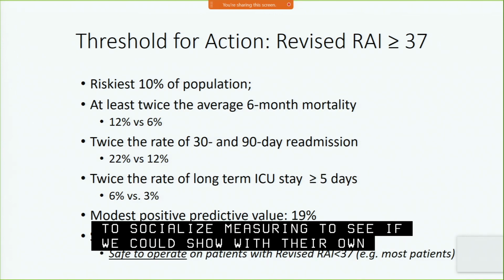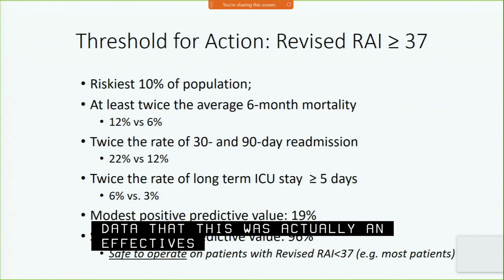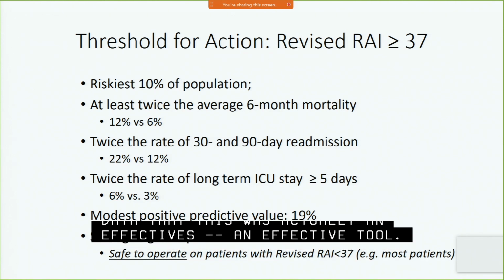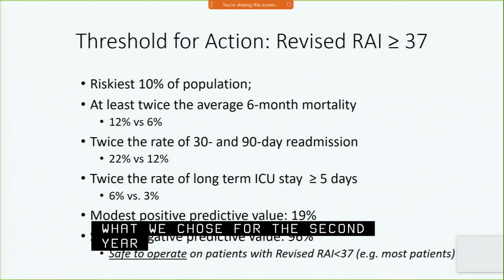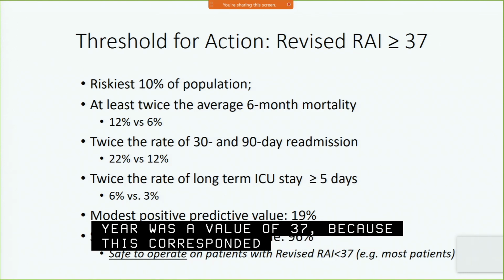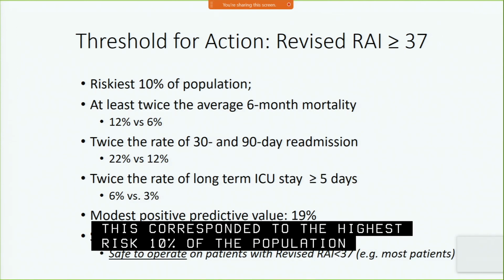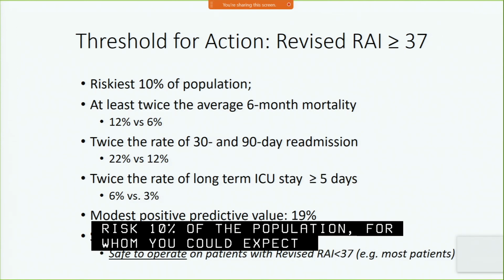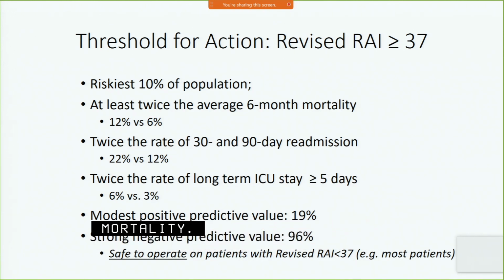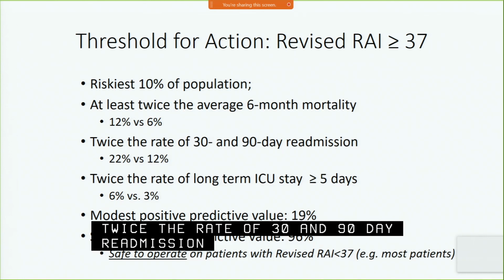But we chose for the second year a threshold of action of an RAI value of 37 because this corresponded to the highest risk 10% of the population for whom you could expect at least twice the average 6-month mortality, twice the rate of 30 and 90-day readmission, twice the rate of long-term ICU stays. And at that threshold, you had only modest positive predictive value.